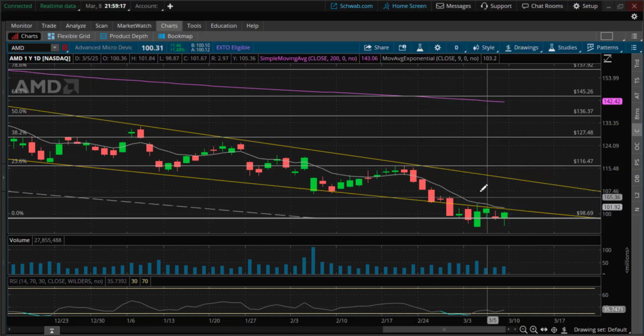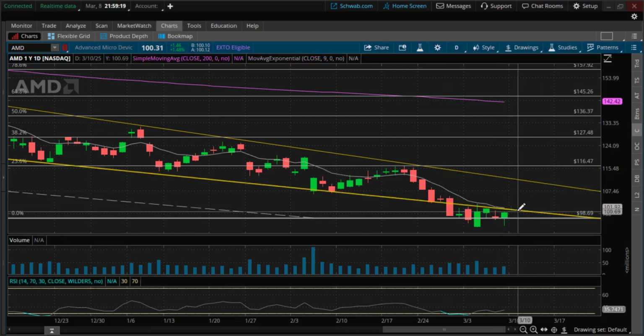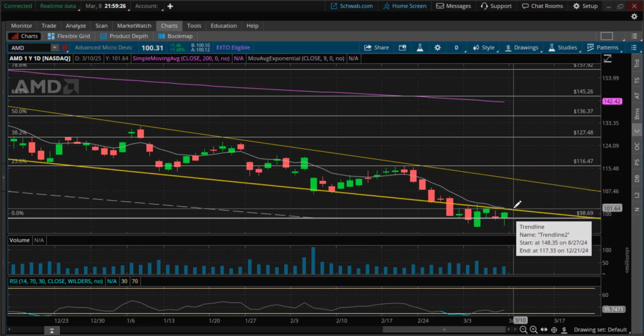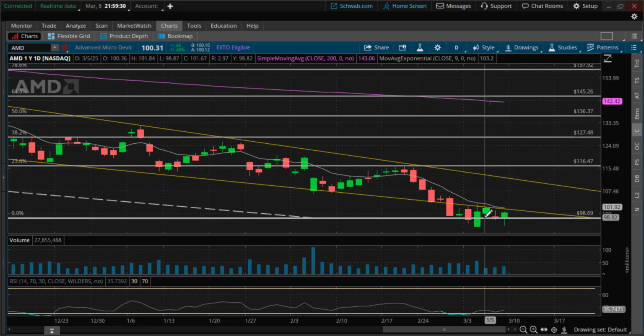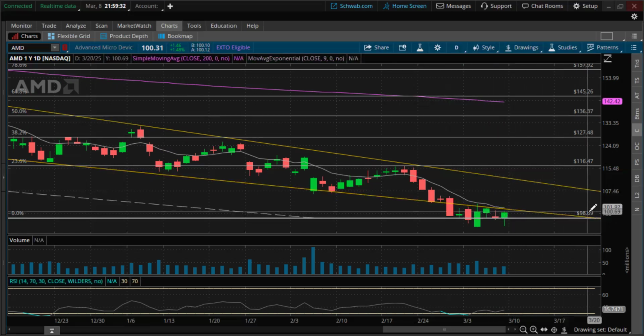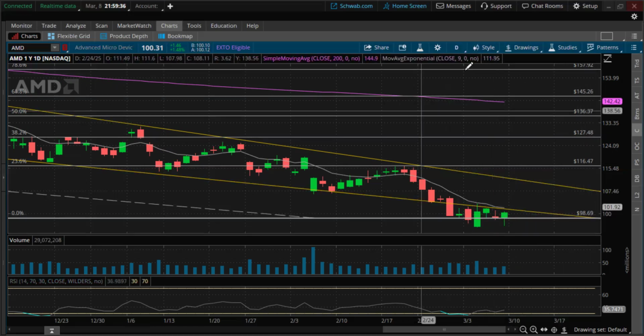So again, what are we looking at? This 9-day EMA is going to be coming down, matching up with this lower trend line, which was our previous support, new resistance. That's going to be in that 101.5 area. Above that, we're looking at 108s. Support wise, what are we looking at? Well, we're going to look at that 98.6 or 98.69. Below that, that 95 and that 96 area.